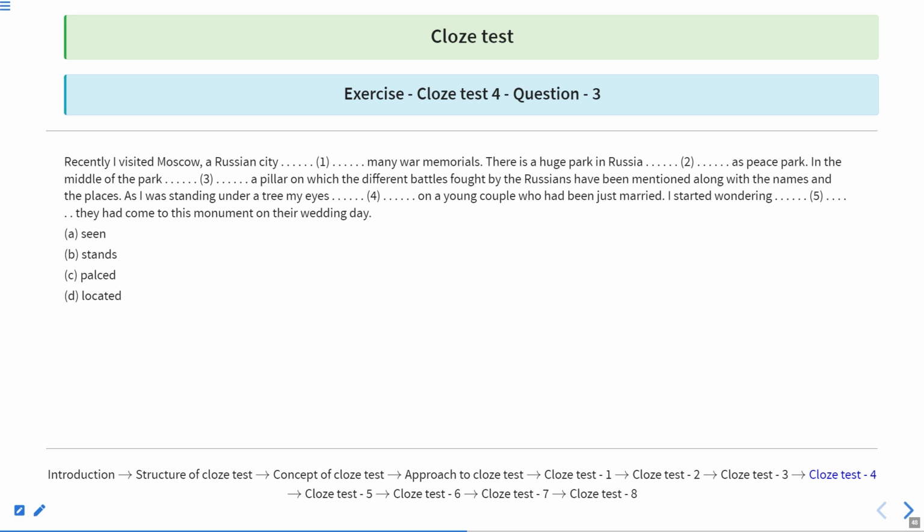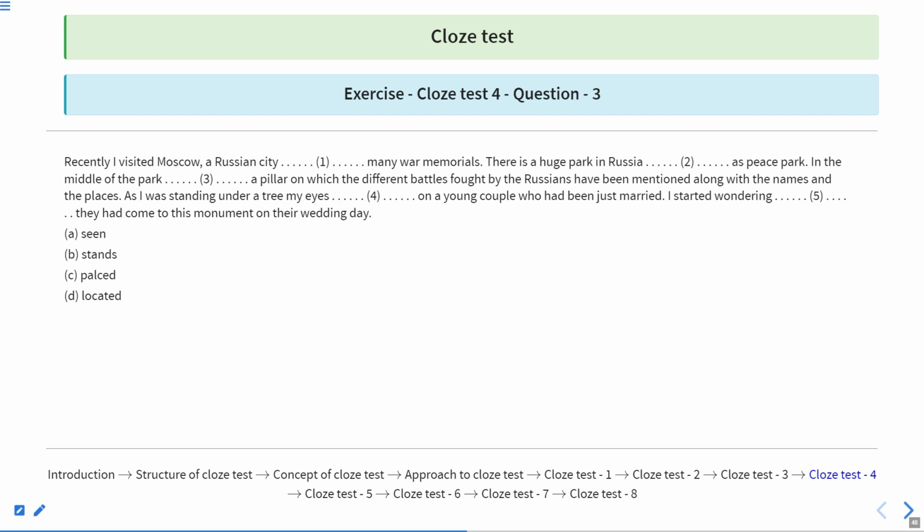Next is: recently I visited Moscow, a Russian city, dash of many war memorials. There is a huge park in Russia, dash as Peace Park. In the middle of the park, dash a pillar on which the different battles fought by Russians have been mentioned, along with the names of the places. As I was standing under a tree, dash on a young couple that has been just married, I started wondering, dash, they had come to this monument on their wedding day.